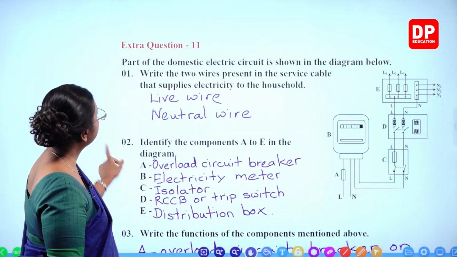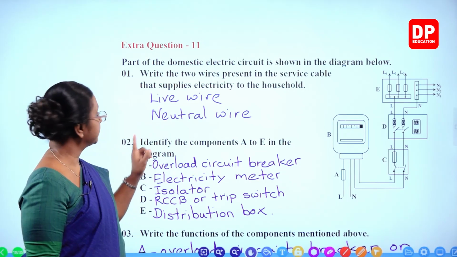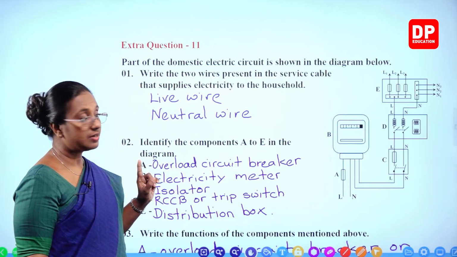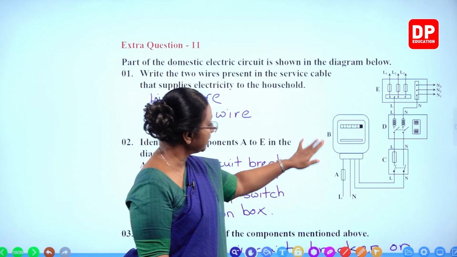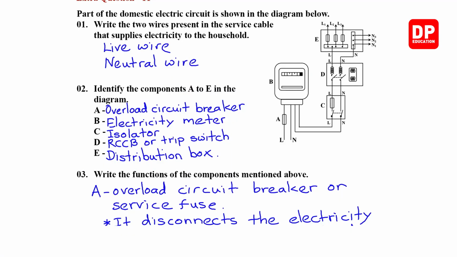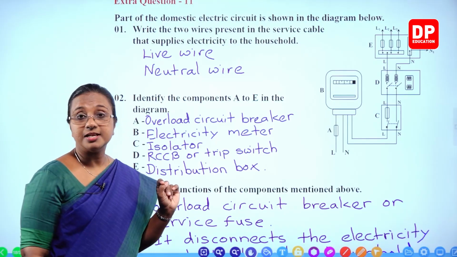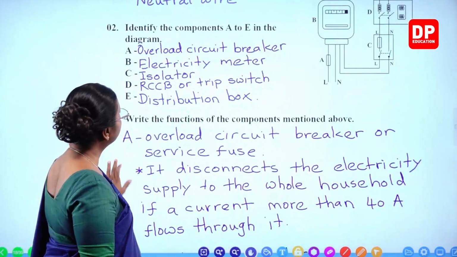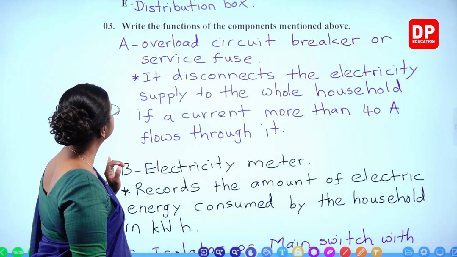So here you can remember the wires present in the service cable, live wire and neutral wire. Then we saw the diagram. These are the components. We identified them. A as the overload circuit breaker or the service fuse. Then B electricity meter, C isolator, D RCCB or trip switch, and E is the distribution box. Then we wrote the functions of all these components.